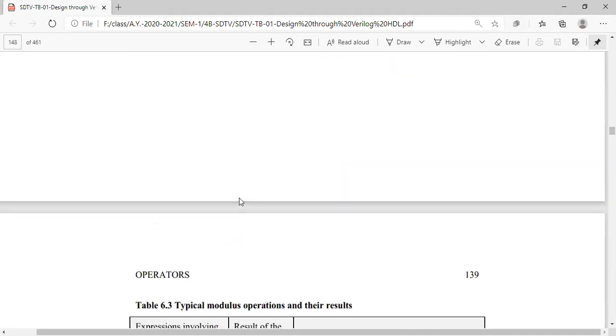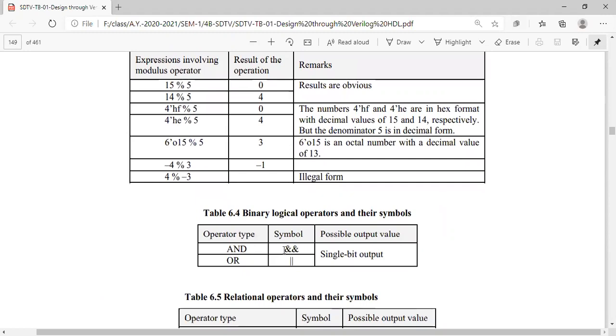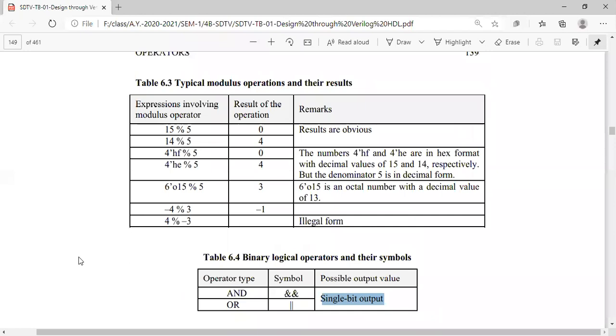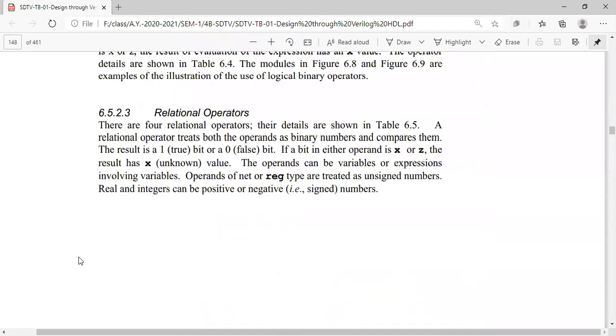Now here, this is for the logical AND and this is the logical OR. Logical OR is going to produce a single bit as an output, right? Logical AND and logical OR will produce outputs of either 0 or 1.